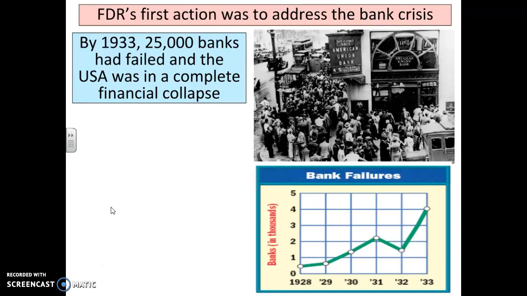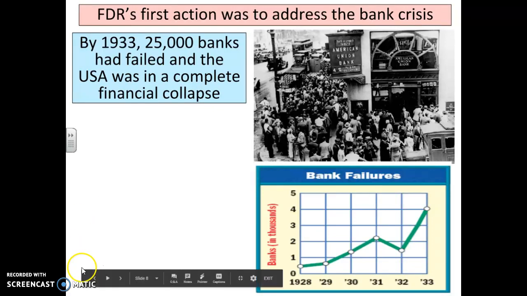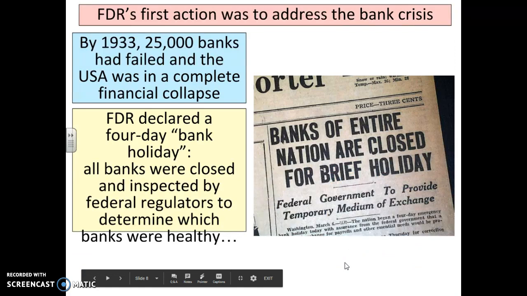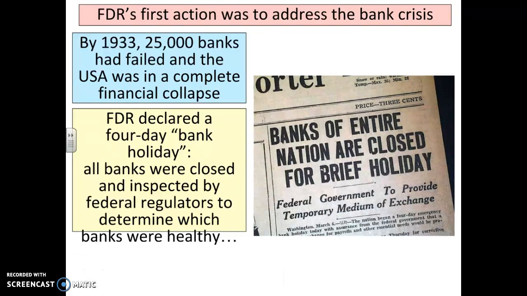Again, the banks have basically been shutting down. People have lost their life savings in this, and the banks, the financial sector of the economy, is collapsing. These banks have essentially lost all of their money. And he's going to call for a national, what's called a 4-day bank holiday, where all banks were closed. They were going to be inspected by the federal government, and they were going to determine which banks could eventually reopen for business and for people to be able to put their money in and to invest and so forth, and which ones had to be closed permanently.